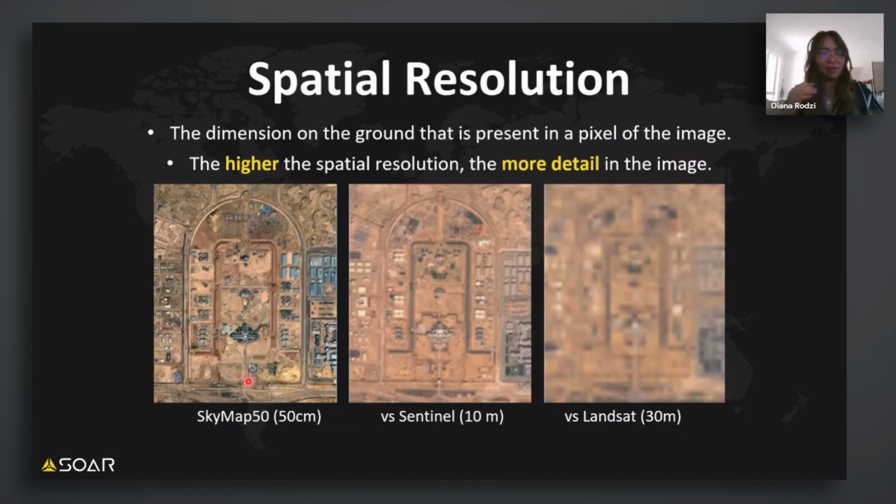You can see a lot of detail in the image, and you can really zoom in and see the different infrastructure there compared to Sentinel at 10 meters. So you can kind of see it, but not really as much detail. And then you have Landsat, which is the lowest resolution out of the three. It's only 30 meters, and you can barely see anything.